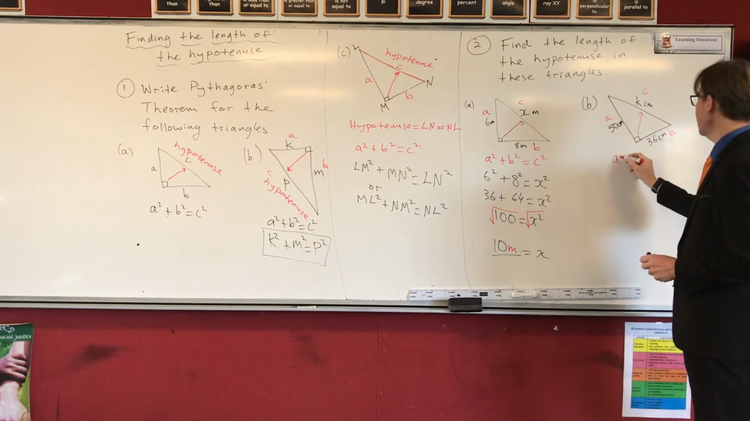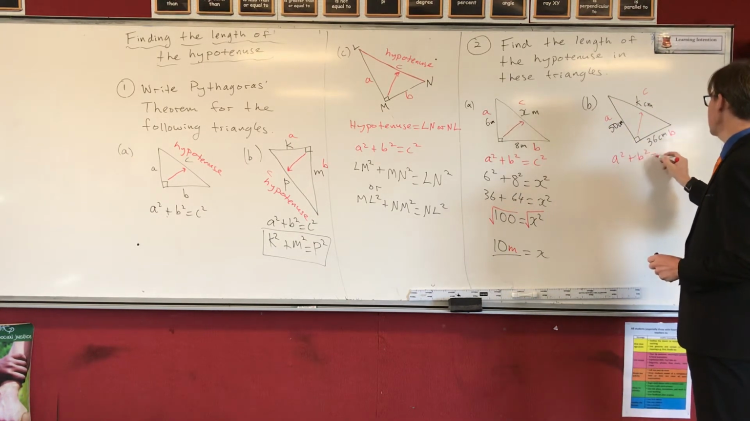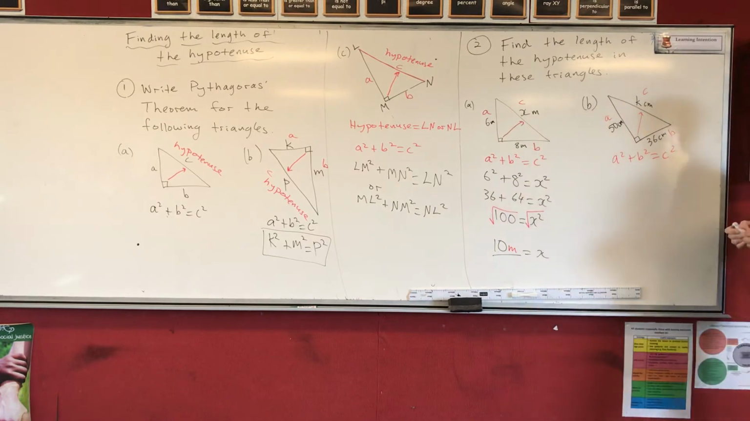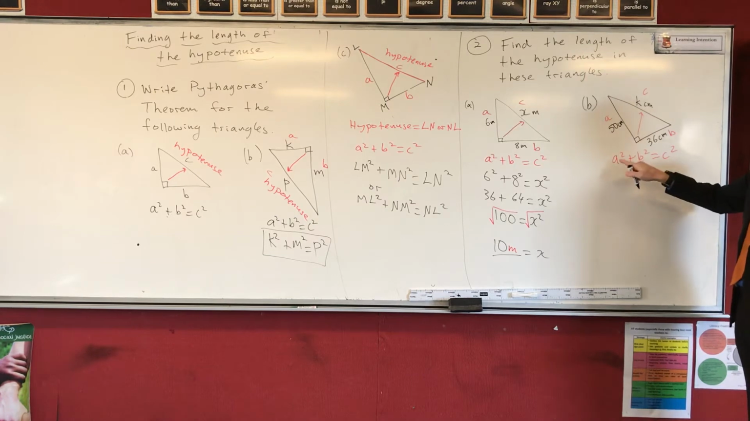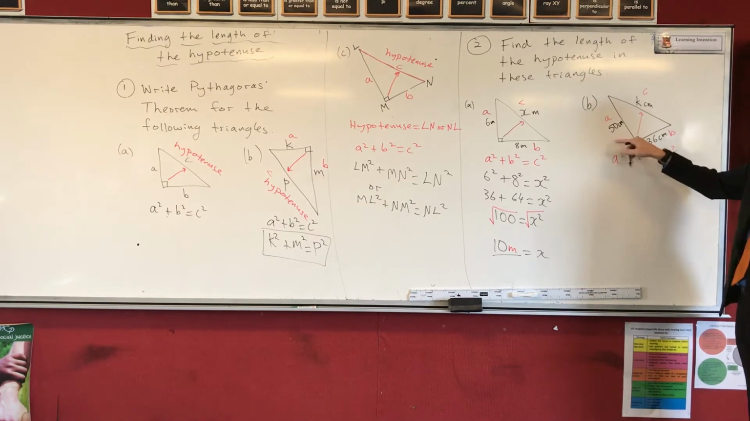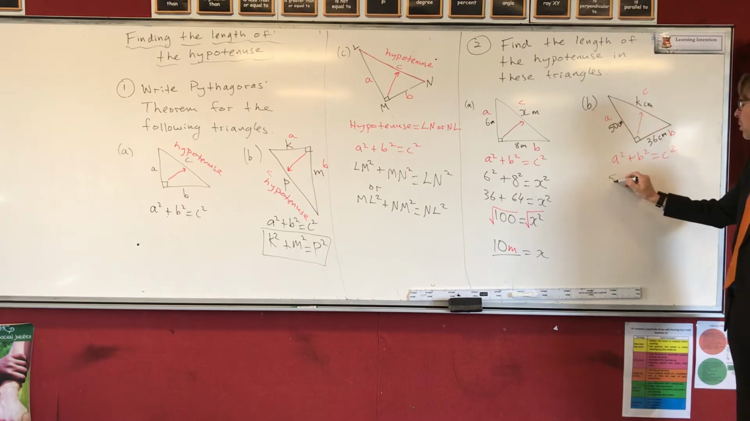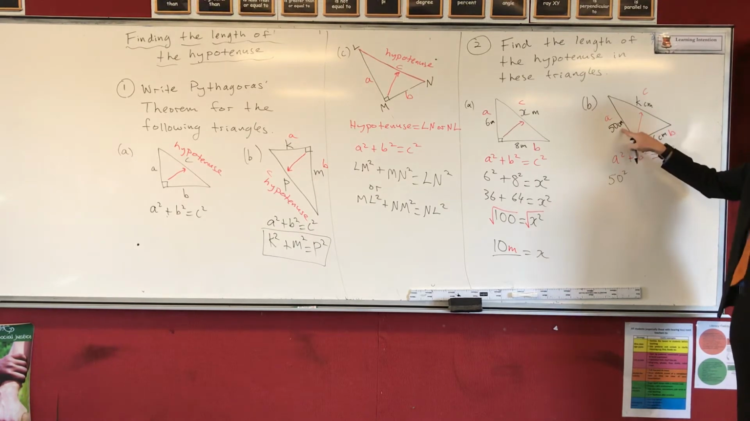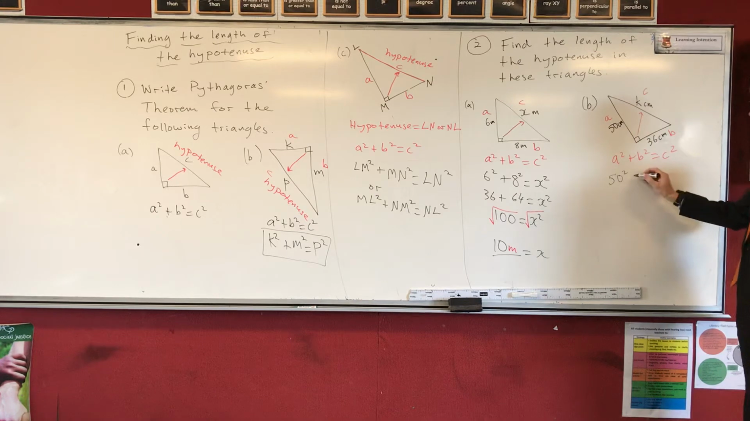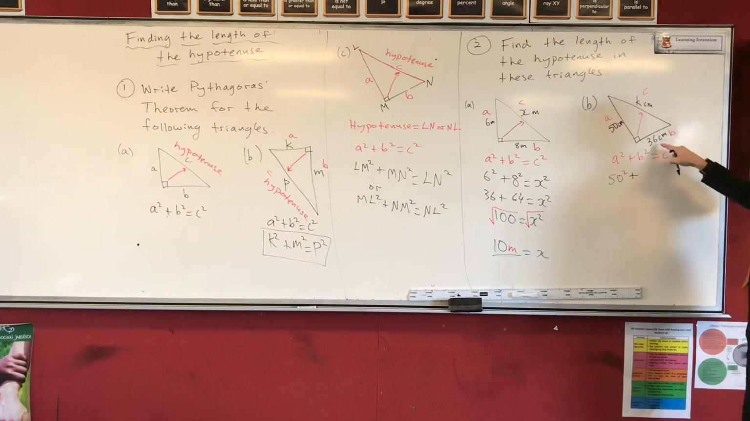Then I write down Pythagoras' theorem again. There it is. Now I'm going to replace the letters here with the correct numbers. Now notice this is 50 centimetres for A. I'm just going to write down 50 squared. I'm not going to put the centimetres until the end. Makes the working out easier.